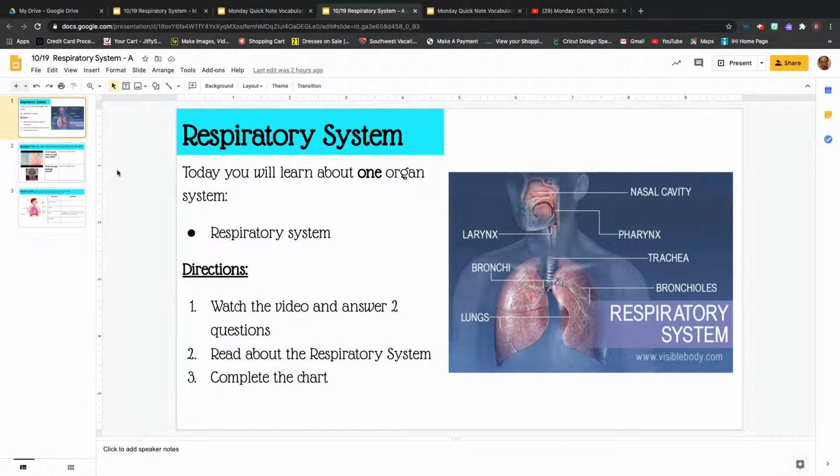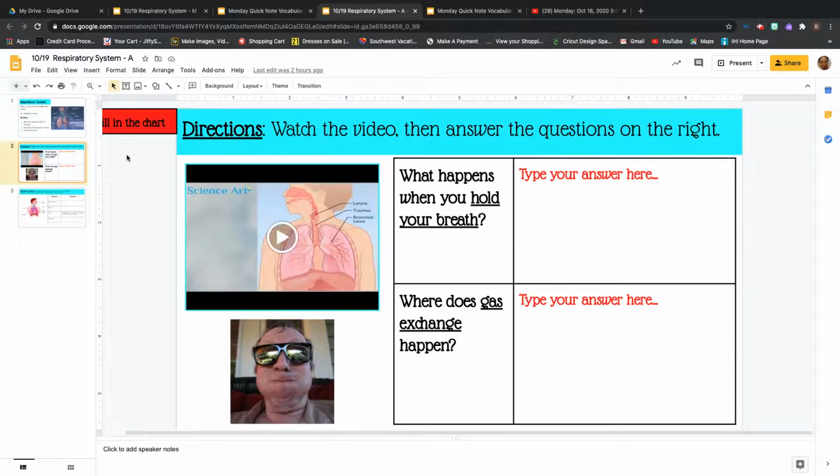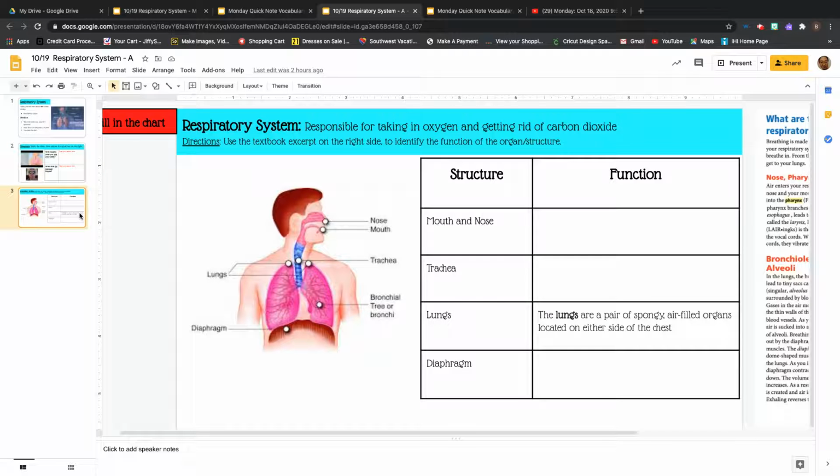So what do you need to do? On slide 2, you're going to fill in the chart. You're going to watch this video here on the left, and you're going to need this video to answer the questions on the right. The first question is: what happens when you hold your breath? And the second question: where does gas exchange happen? Your questions may look a little different or be in a different order, but you're going to answer them on the right-hand side. After you do that, you're going to complete slide 3.